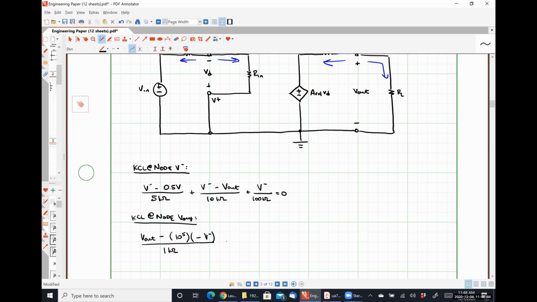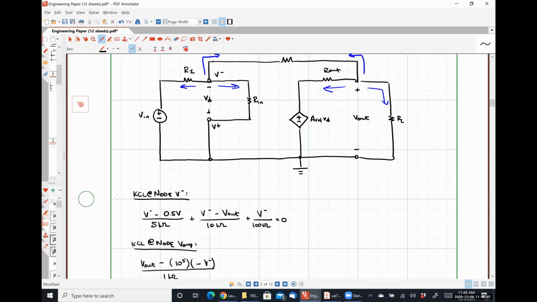So before I move on to the next steps, is everybody clear on what's going on here? I'm taking this current, right? It starts at this node, which is V out with respect to ground, minus AVOL, which is 10 to the 5, times VD, where VD is 0 minus the voltage at the inverting input terminal. So that's where that came from. I want to be very clear about that because it might seem a little odd. Then I'm dividing that by this output resistance of 1 kilo ohm because that's how I get a current, right?